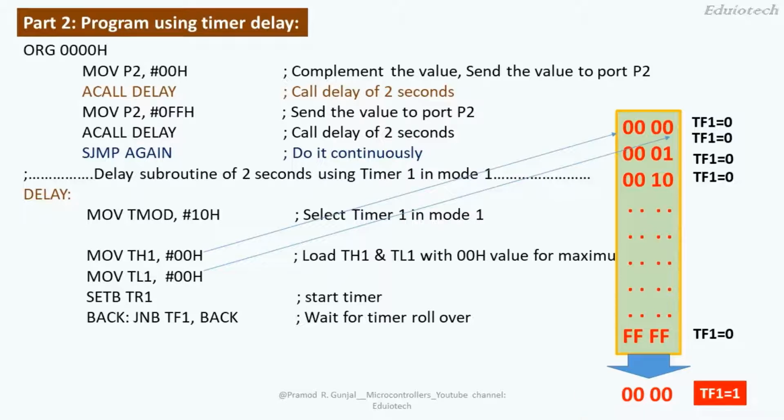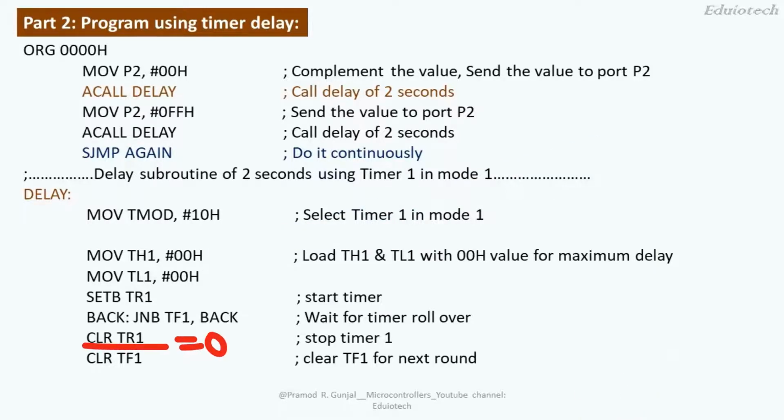Now after this we stop the timer by the software control instruction clear TR1. Also clear the timer flag by the instruction clear TF1. For further generation of delay, don't forget to do this, as it is not automatically cleared till we reset the controller. Let us generate the delay in delay.